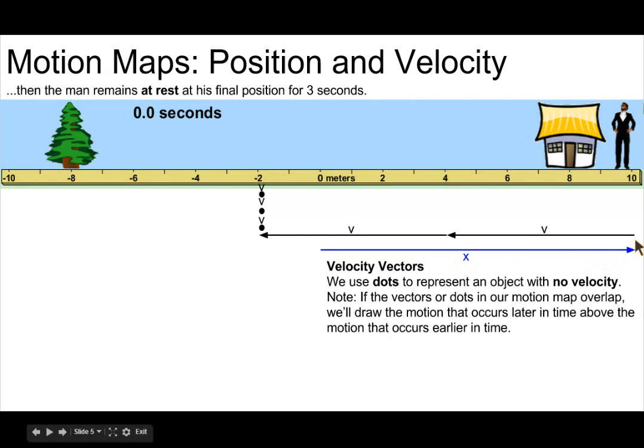So to review his movement, he went 6 meters per second during this first second right here. Then during his second second, he was still moving 6 meters per second to the left. And the third second, he stayed at that position at negative 2 meters. At the third second, at the fourth second, and at the fifth second, he stayed at the same spot.